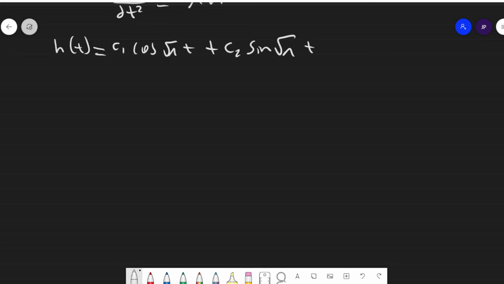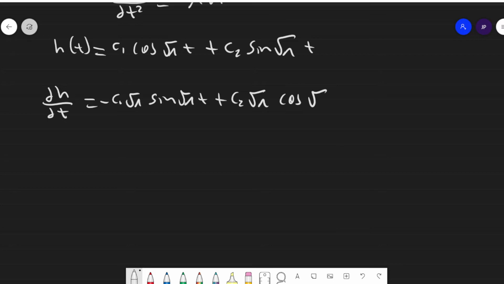And also, I'm going to take the derivative in terms of t. Here I'll end up with minus c1 square root lambda sine square root lambda t plus c2 square root lambda cos. I'm taking the derivative because remember one of the initial conditions that was given to me was the fact that it's fixed, so there's no movement there at the start.